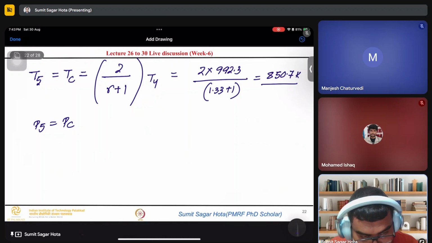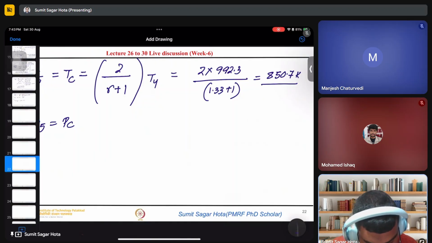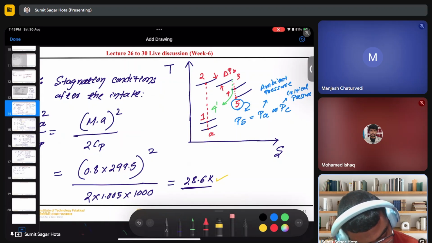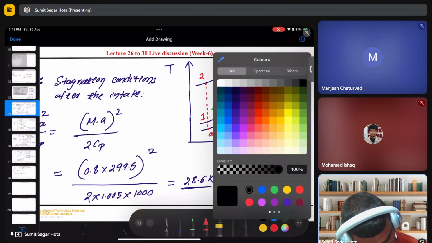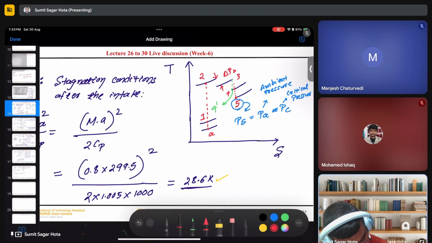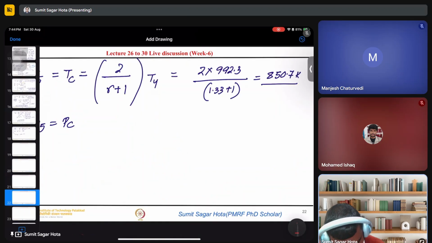Now P5 will be equal to the critical value. Now you can understand why I write down all these critical values. P5 equal to Pc. You might think P5 equals Pa, the ambient, but P5 is not equal to Pa; it's actually equal to Pc, because of the choking condition.